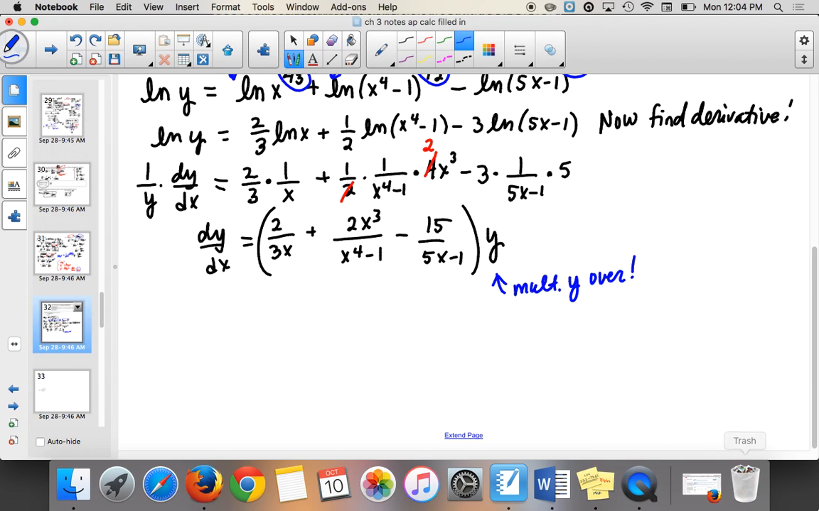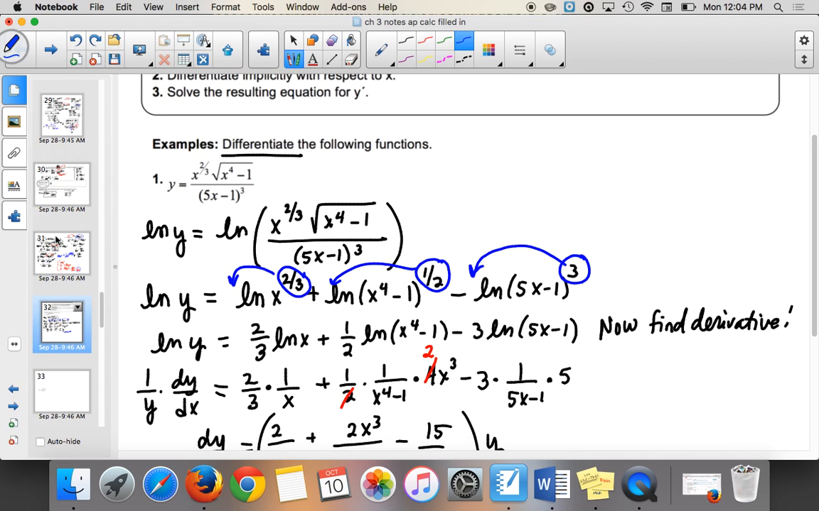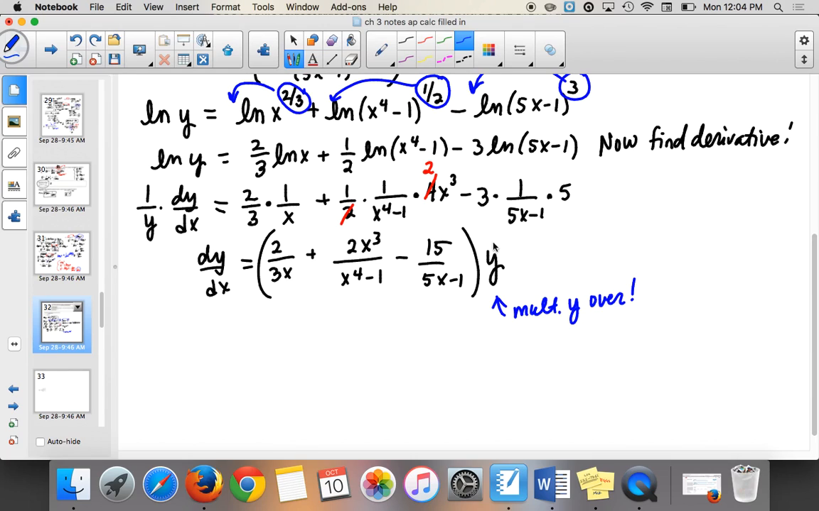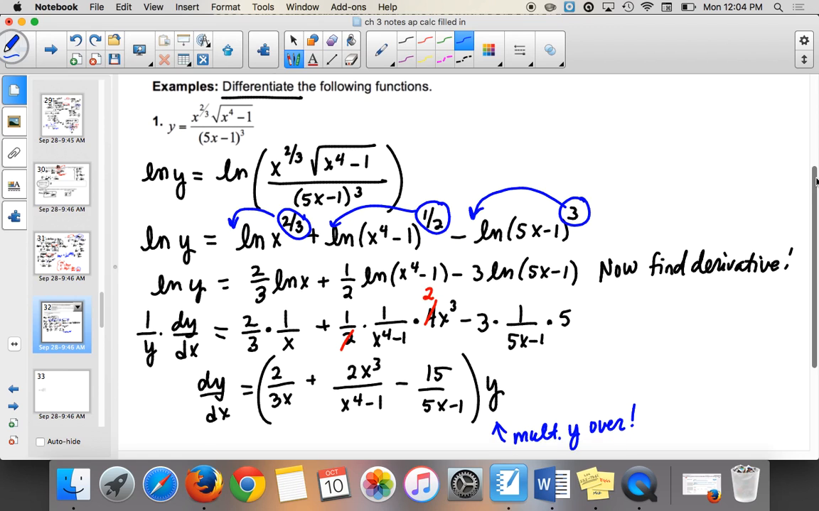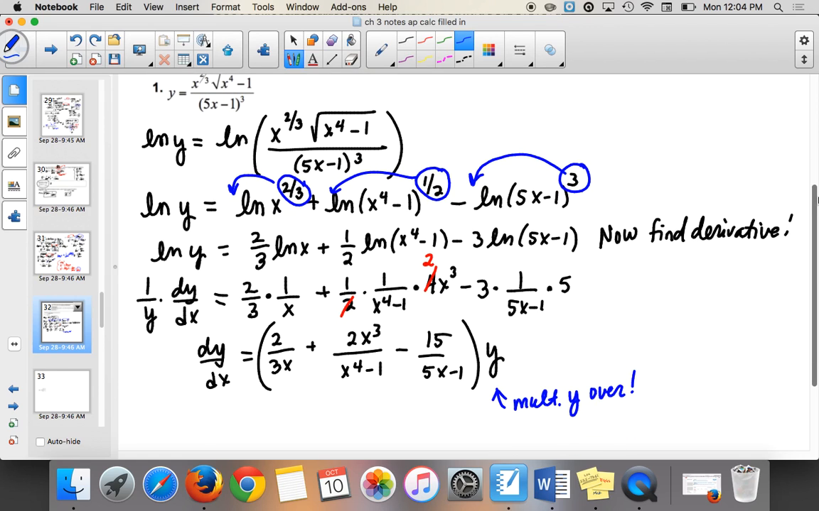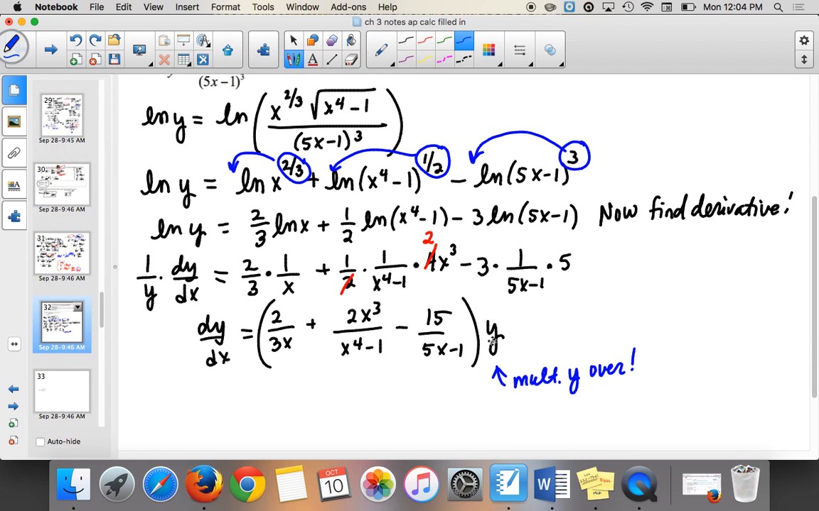So you don't have to write what y was equal to. You can write a bunch of that junk over here, but if you just leave it as y, I'm cool with that. So I don't make you rewrite what y is. Did you guys see how complicated y was? So I don't make you write x to the 2/3 times the square root of x to the 4th minus 1 all over 5x minus 1 cubed. I get that you guys know that y is equal to that. Just leave it as y. Okay? You want me to contest now? I'll show you the ones where it will be like that.